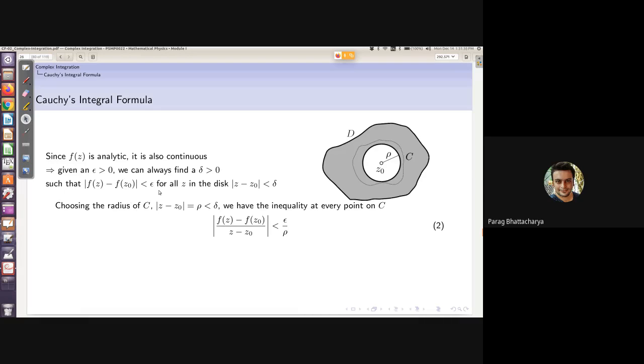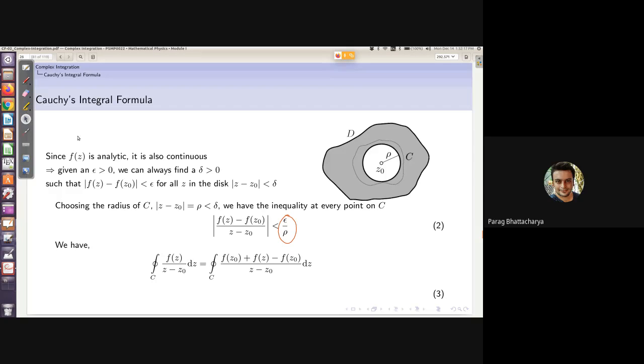So if I choose the radius of C, that is rho, and I make it smaller than delta, then the modulus of f of z minus f of z naught, divided by z minus z naught, this quantity is going to be less than epsilon by rho. Because you see, modulus f of z minus f of z naught is less than epsilon, so this entire quantity will be less than epsilon by rho.